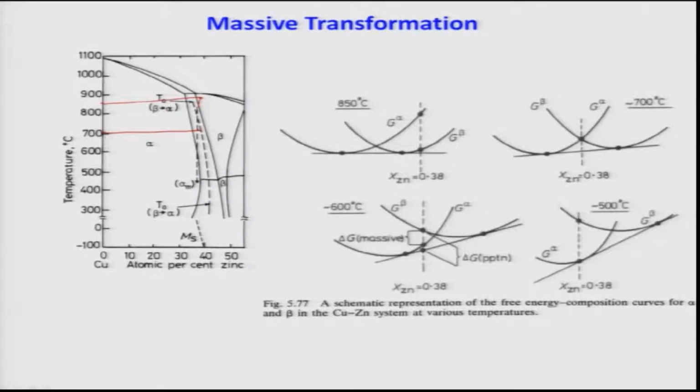So, we can clearly say that at 0.38% of zinc, T0 is actually 700 degrees Celsius. So, what happens if you cool below T0? Then only things will start happening, right? So, as you see here, this is what you must focus on very carefully.